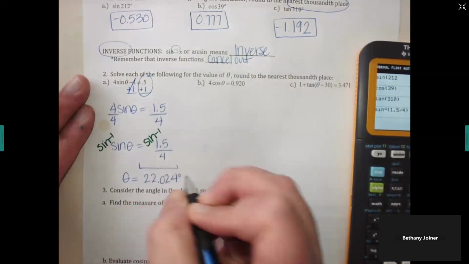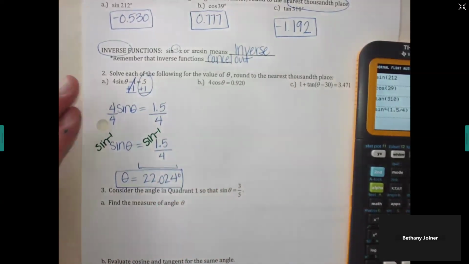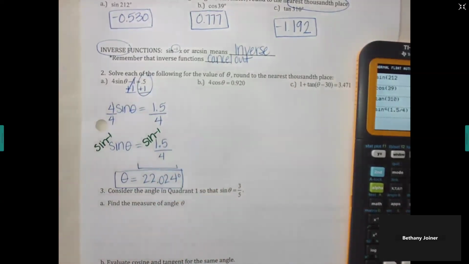And this is still thousandths. I think on the homework it's thousandths, so that's why I did it like that. But I think on your tests and stuff, it's a whole degree.